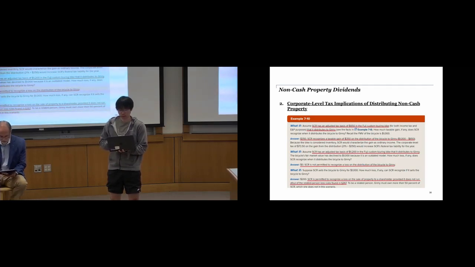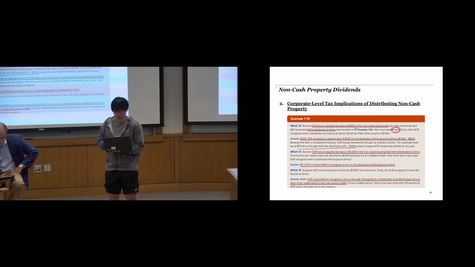So I just want to find how much taxable gain, if any, SCR recognizes when it distributes the bicycle to Ginny. And recall that the fair market value of the bicycle is $1,000. So we see that SCR recognizes a taxable gain of $350 on the distribution of the bicycle to Ginny, which is the $1,000 minus the $650. And because the bike is considered inventory, SCR would characterize this gain as ordinary income. And the corporate level tax of $73.50 on the gain from the distribution, which is the 21% times the taxable gain, would increase SCR's federal tax liability.